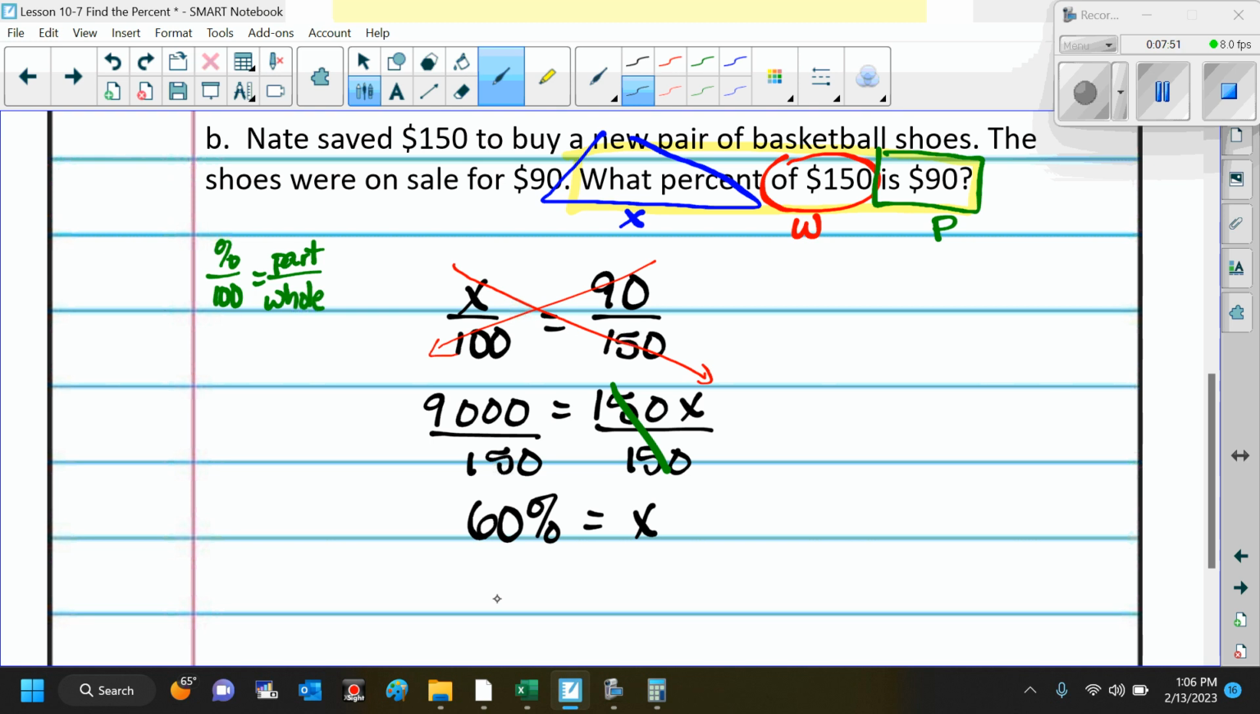Let's see. So this is what the percent of the discount was. So this is going to be 60 over 100. So this is a 60% off discount.